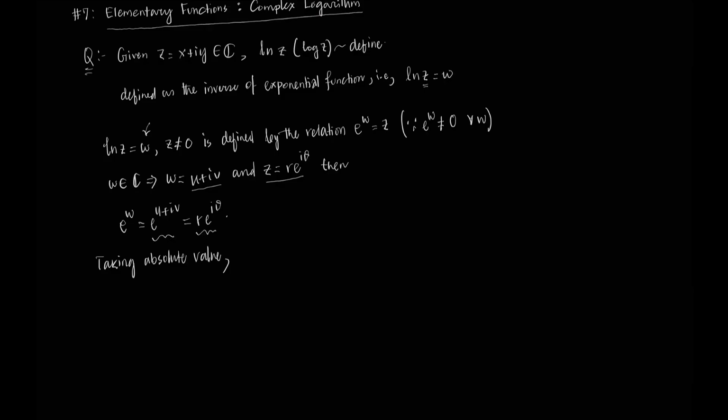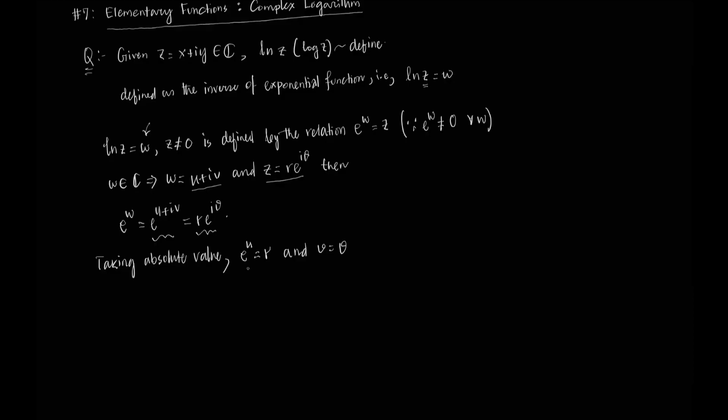If you take the absolute value here, what is this? This is e^(iv). The absolute value of e^(iv) is going to be 1. So essentially, r is nothing but e^u. Therefore, e^u = r. And what is v? In this case, v is going to be theta. I hope this is clear. This is not very difficult, right? Okay, so that is there.